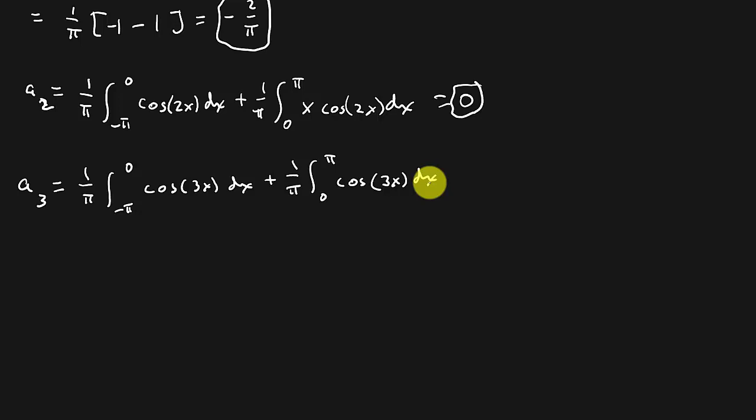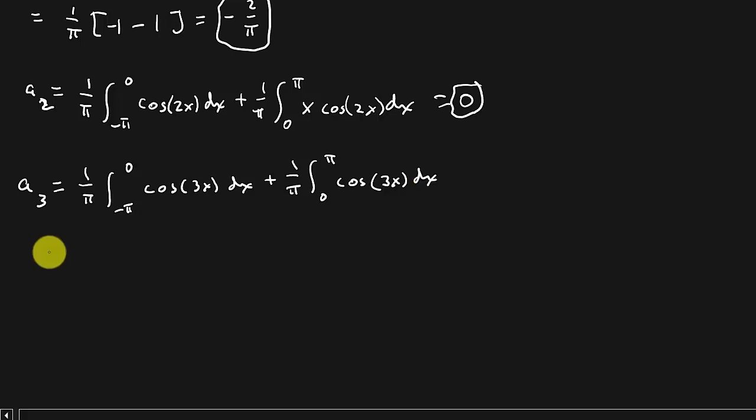All right. So now, what do we have? Well, remember we talked about this, that's going to be 1 over 3 pi sine of 3x from negative pi to 0. Plus 1 over pi. Now, I left the x off there. That's x times cosine 3x.